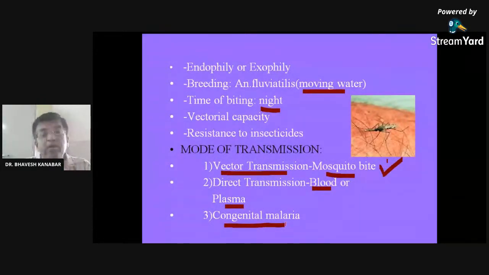So most common mode is this vector transmission, that is mosquito bite, as well as congenital malaria. So if any mother is suffering from malaria at the time of the delivery, then the offspring, the newcomer, child, infant, newborn, whatever you call, he or she may also have malaria. That is called congenital malaria. But these are rare, right? This is the most common by mosquito bite.